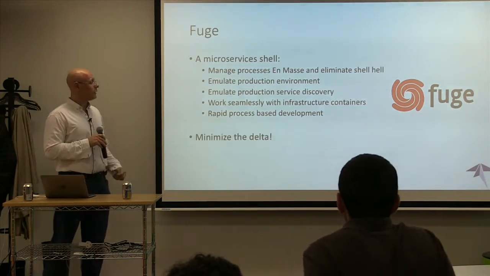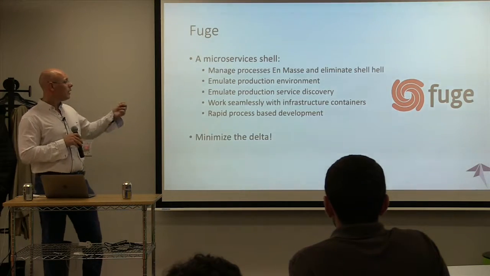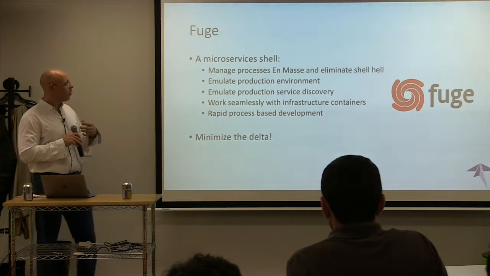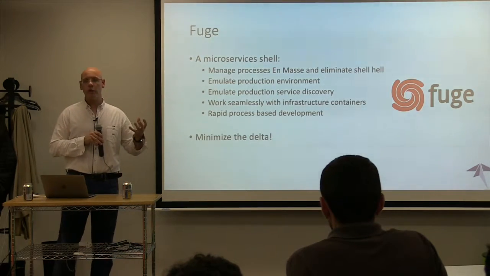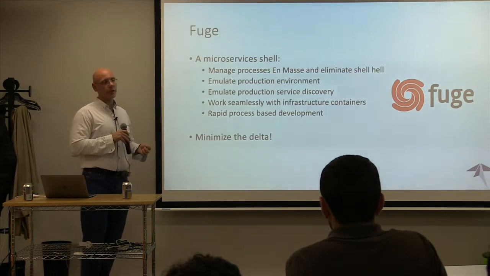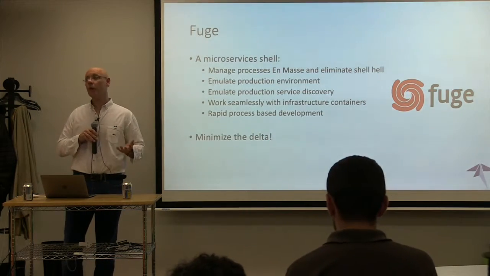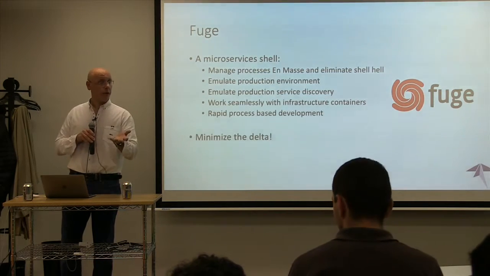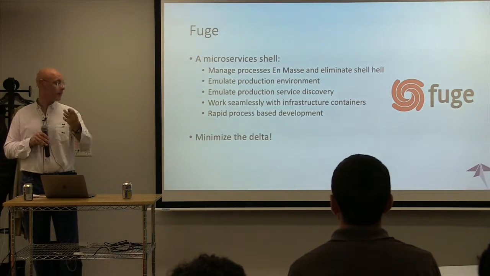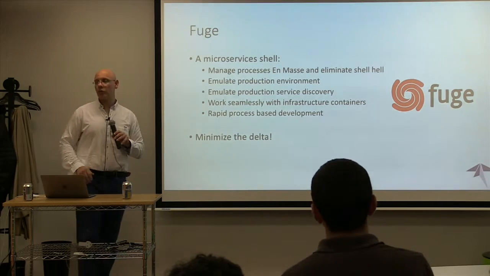Well, first of all, let's be able to manage multiple processes. Let's then emulate our production environment. That means all of the environment variables that you would normally use, let's have those injected by the tool. Let's emulate our production service discovery, so let's emulate DNS, for example. Let's emulate how Kubernetes works when you're running your containers in production. There's a certain way that Kubernetes will run DNS. Let's emulate that. And let's make sure we can work seamlessly with infrastructural containers.